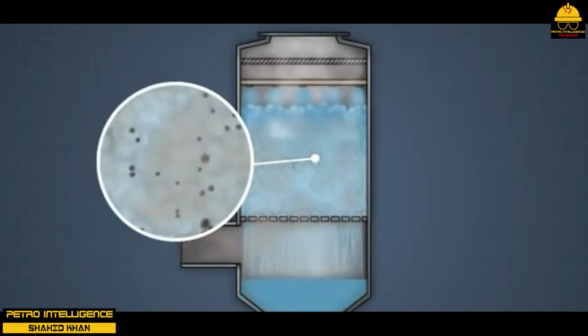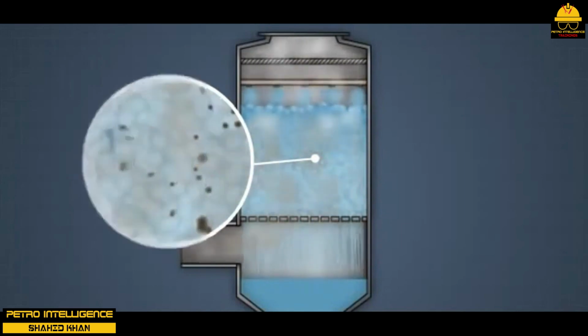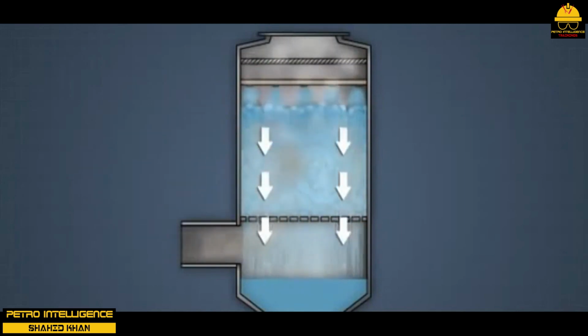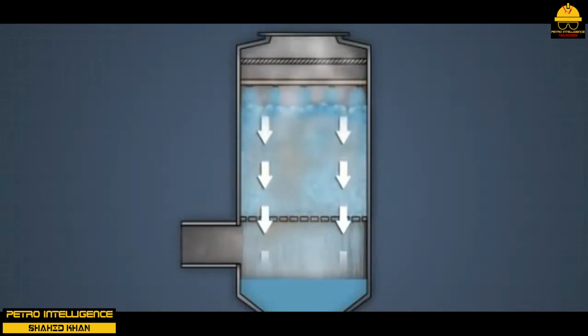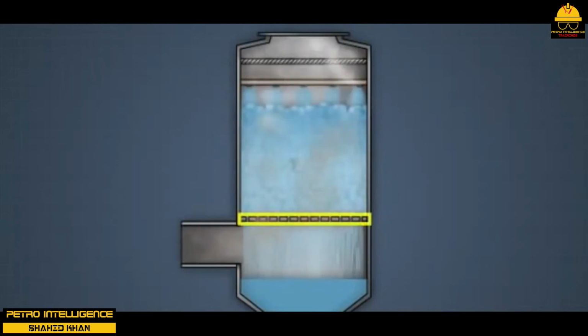As the dirty materials are absorbed into the liquid medium, they fall to the bottom of the scrubber, where they are mechanically removed. Clean gases flow out of the top of the scrubber and on for further processing.